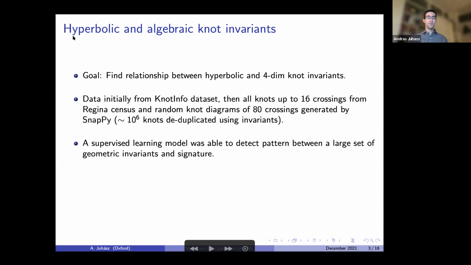And so what we used was a supervised learning model to detect patterns between a large set of geometric invariants and the signature. So supervised learning, what it means is you have a data set, you want to predict maybe B from A, and so basically you are trying to approximate a function. The simplest example would be maybe linear regression, where you're just trying to fit a line.